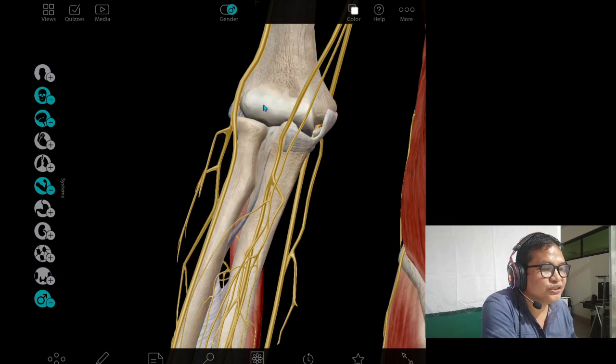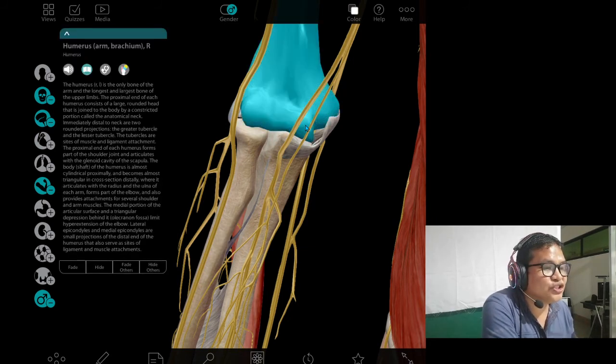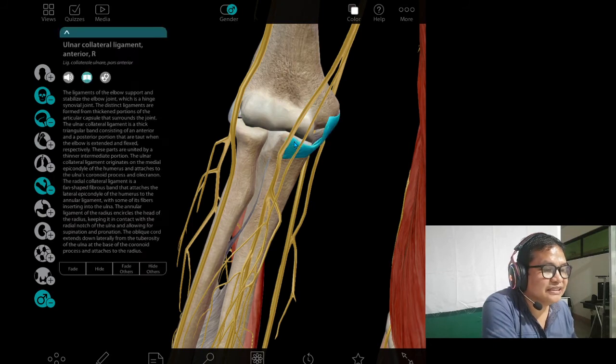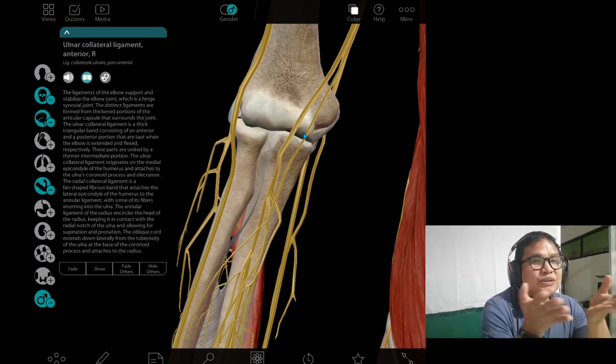In here also, the articulation between the capitulum and the head of the radius, we call that the humeroradial joint, and the articulation between the trochlea and the ulna, we call that the humero-ulnar joint. So there are two joints there in the elbow, between the humerus and the radius, and the humerus and ulna. But if we fuse the two, then basically that's what we call the elbow joint.